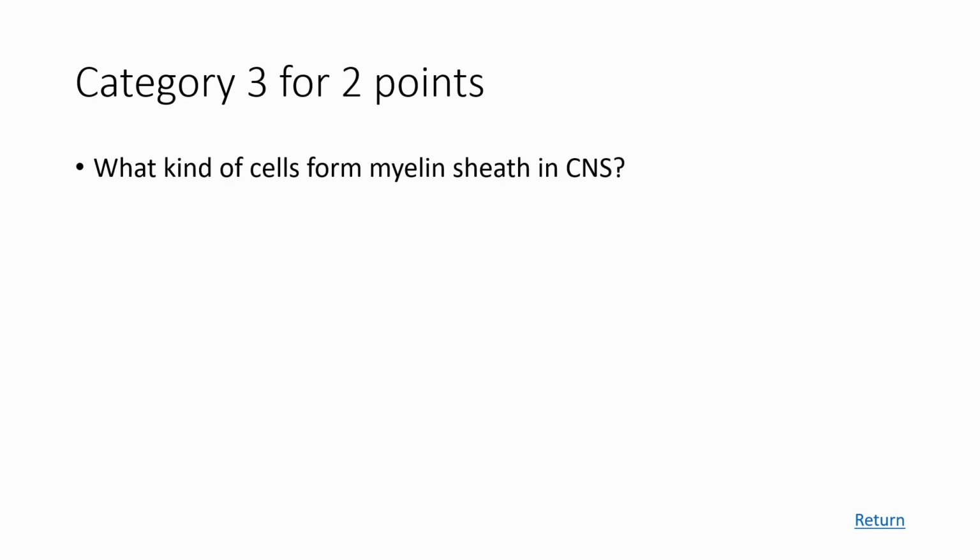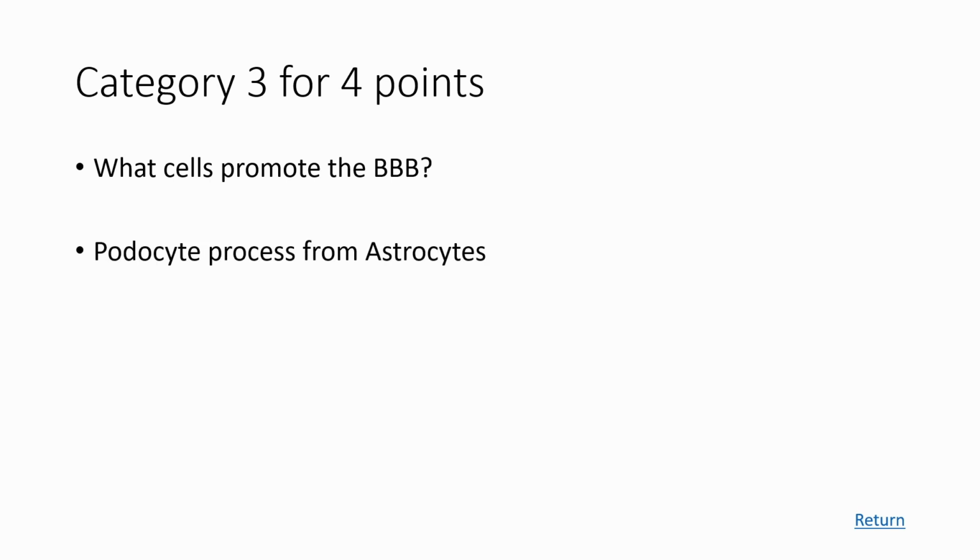What kind of cells form myelin sheath in the CNS? Okay, what does it in the periphery? Schwann cells in the periphery. What neural cells promote the blood-brain barrier? Astrocytes. And what kind of special thing do they have? Podocytes. And that covers the entire capillary, so nothing can leak out.